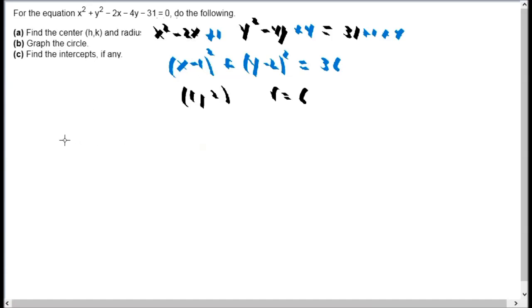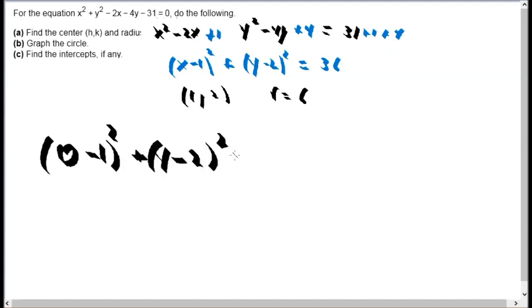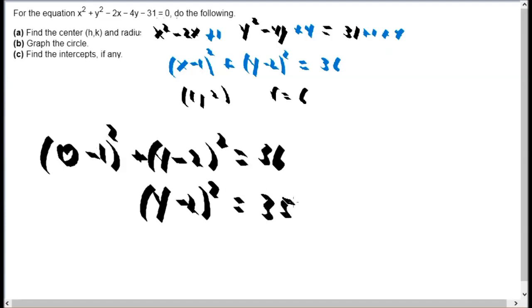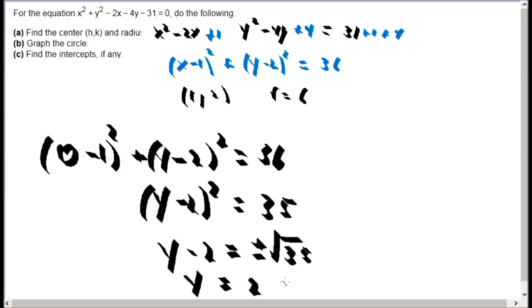Let's find the intercepts. We'll put in a 0 for x, so 0 minus 1 squared plus y minus 2 squared is equal to 36, which means that y minus 2 squared will be equal to, well, minus 1 squared is 1. Take that away from 36 and you get 35. And therefore we get y minus 2 equals plus and minus the square root of 35. Therefore the y-intercept will be y equals positive 2 plus and minus the square root of 35.